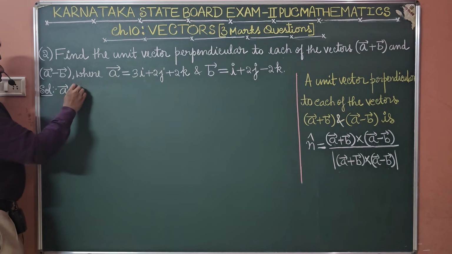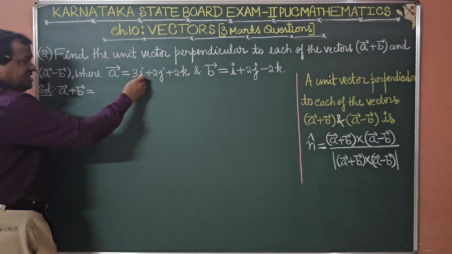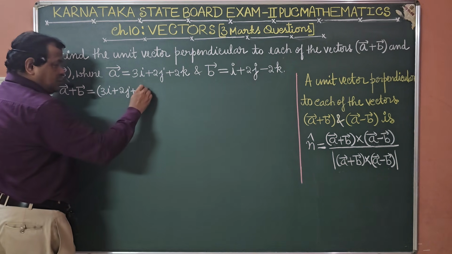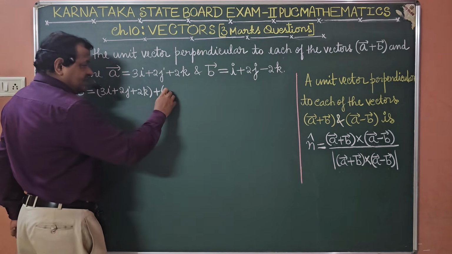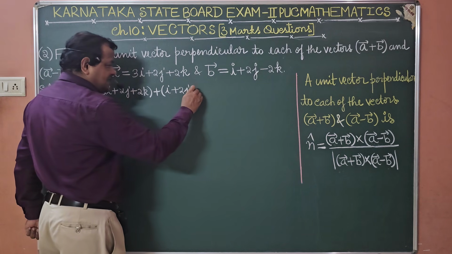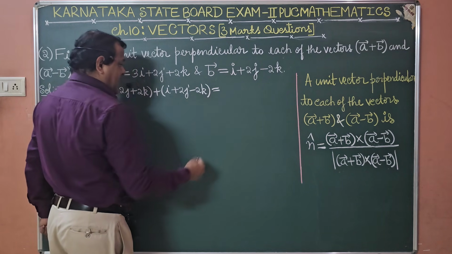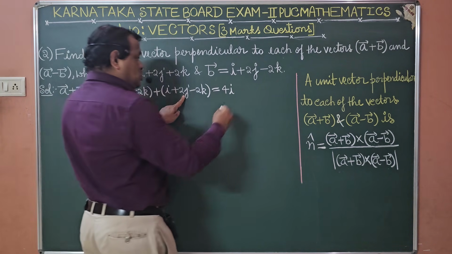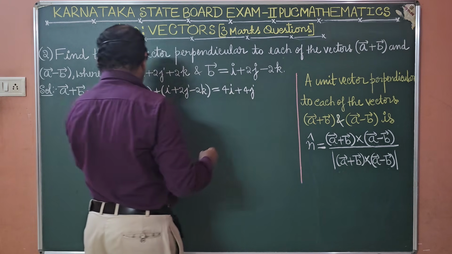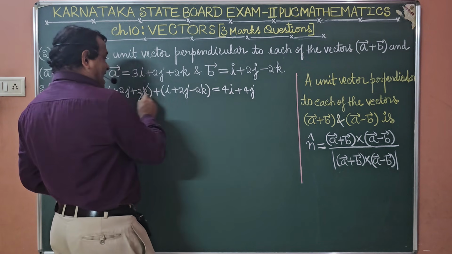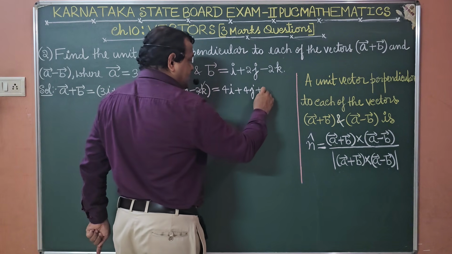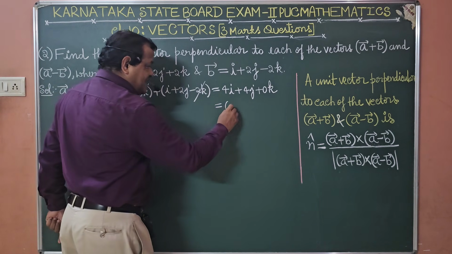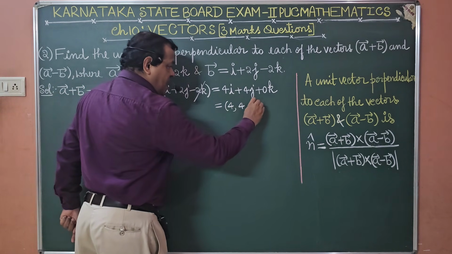Say A vector plus B vector is, see, A vector is 3i plus 2j plus 2k, plus B vector is i plus 2j minus 2k. On adding this, I will get 3i plus i, 4i, and 2j plus 2j, 4j, and 2k minus 2k gets cancelled, so there is 0 times k only. Therefore, it is nothing but 4, 4, 0.